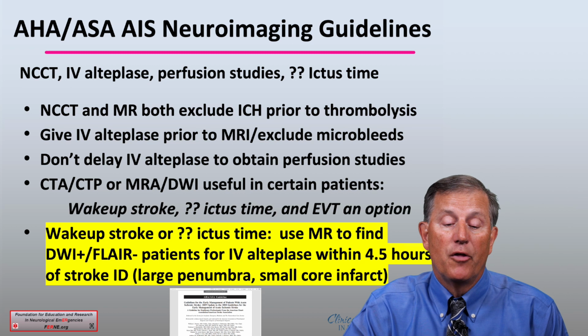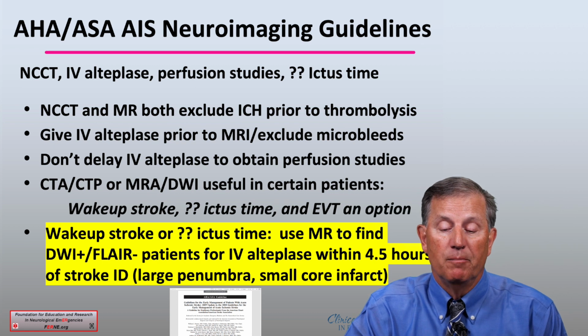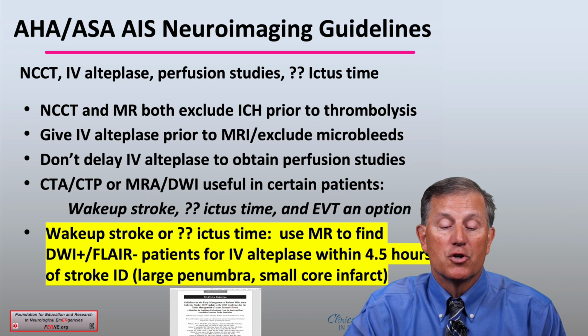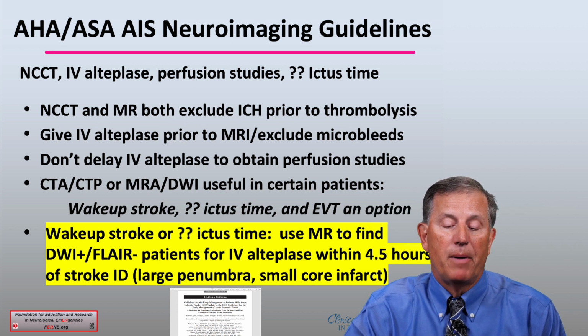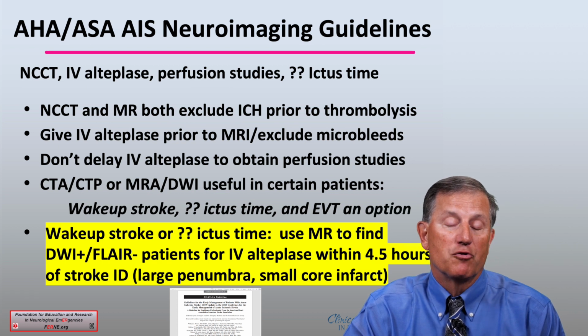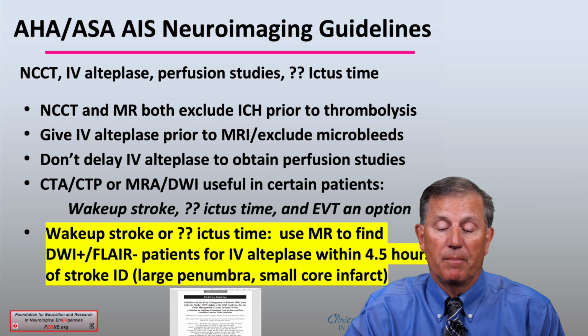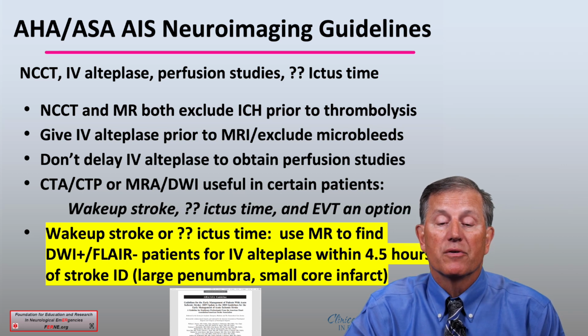Which are those? Those especially with wake-up stroke, unknown ictus time, or when EVT is an option beyond the IV thrombolytic therapy 4.5-hour window. So, if there's a wake-up stroke or unknown ictus time, you can use MR to find DWI or FLAIR mismatch patients for IV alteplase within 4.5 hours, or stroke identification of a large ischemic penumbra and a small core infarct beyond those 4.5 hours.